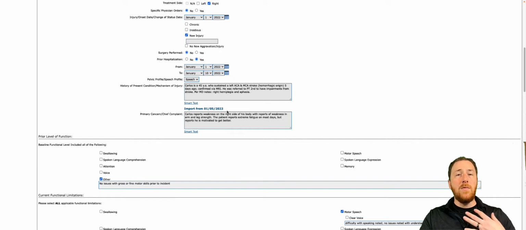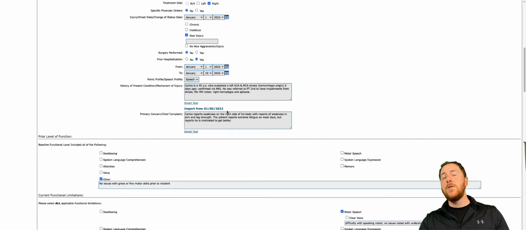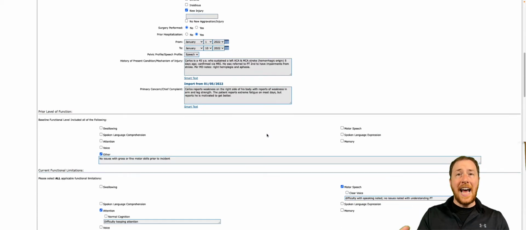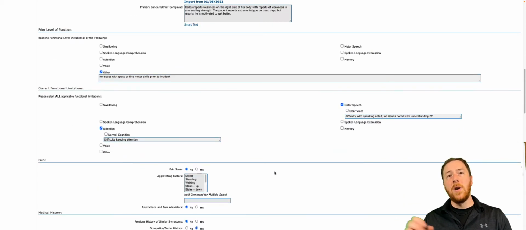Honestly, I always start my evaluations with, so tell me your story. I'm going to put the word vomit of the patient here, and here's where I'm going to dive deep into that patient. Prior level of function, you need to ask it, you need to note it, any issues before this incident, etc. Make note of that, and then we can get more into those current functional limitations.